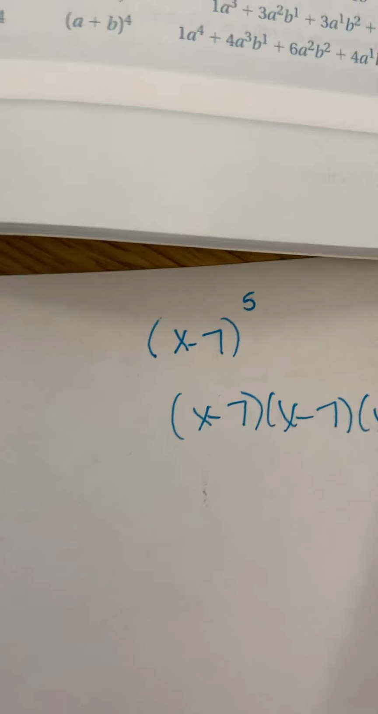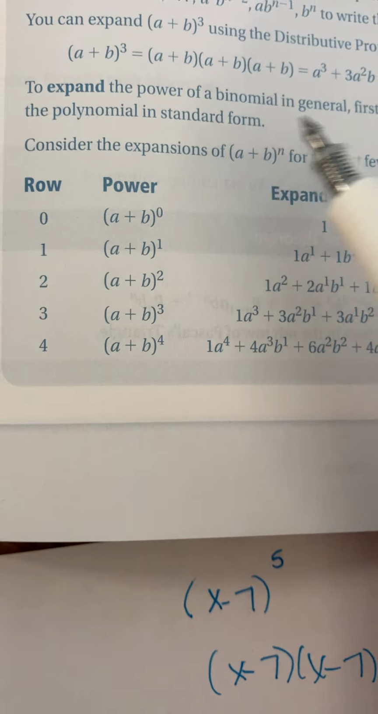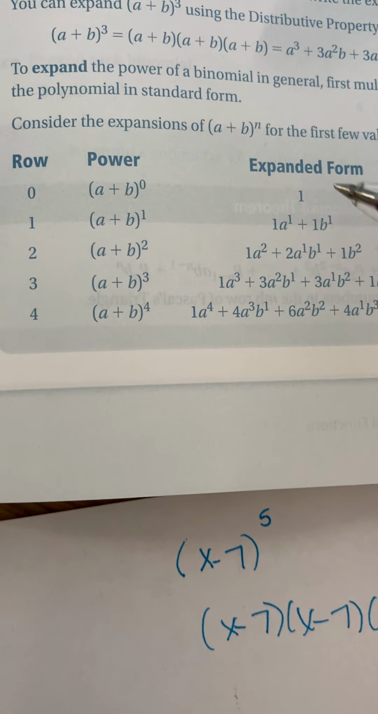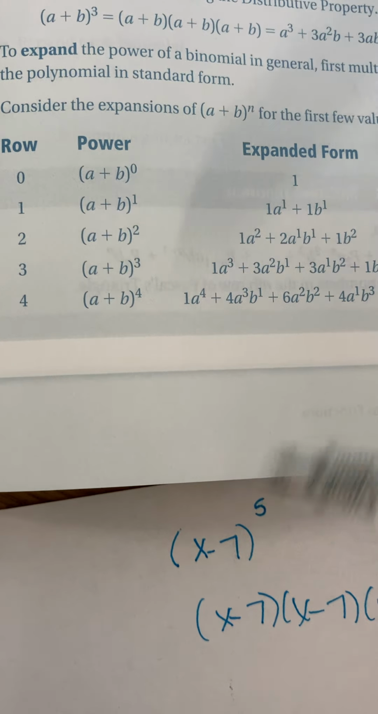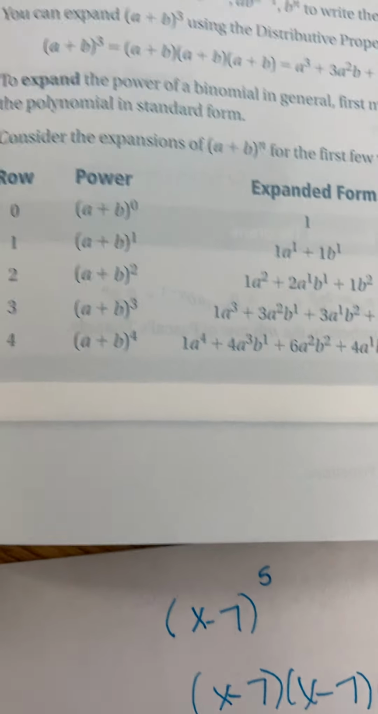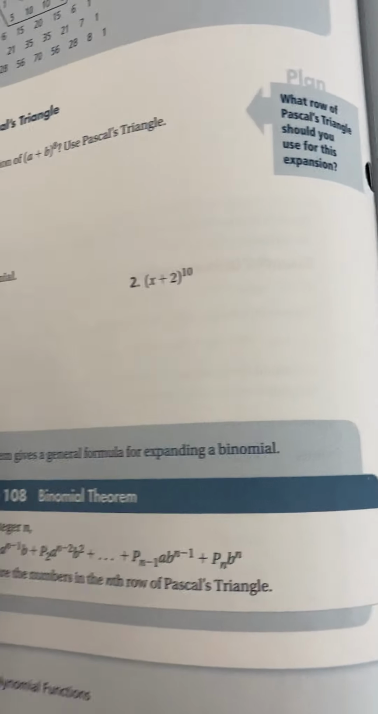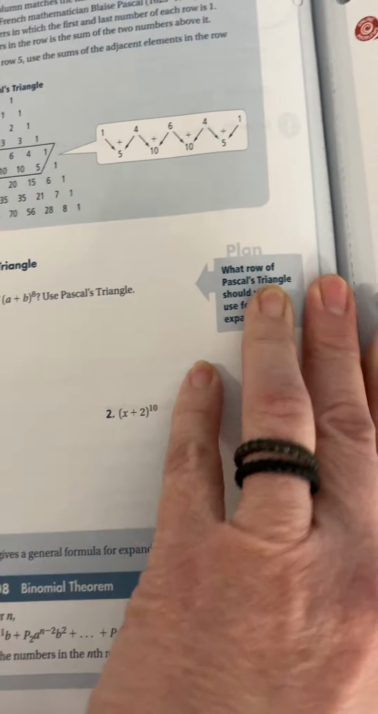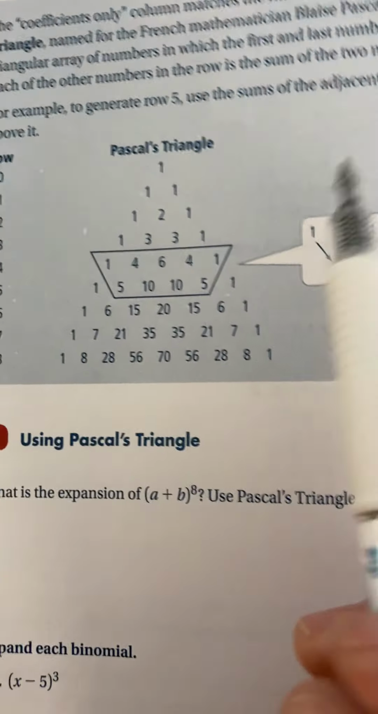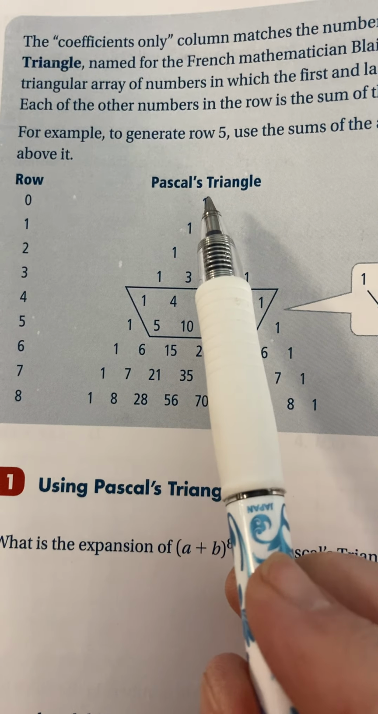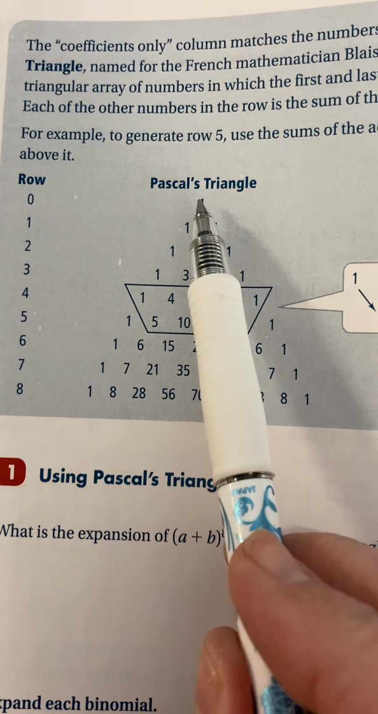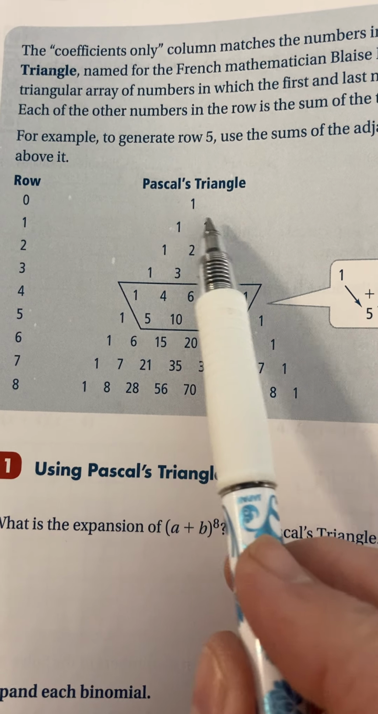So what has come up is we are going to be expanding these powers using what is called the binomial theorem. You have Pascal's triangle if you turn the page, and we are going to be doing it using Pascal's triangle. How the triangle works is you put the number 1 up here. So row 0 is a 1. Row 1 has a 1, 1.